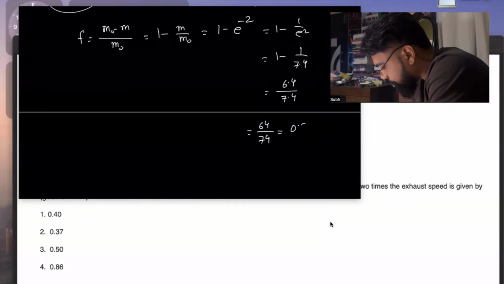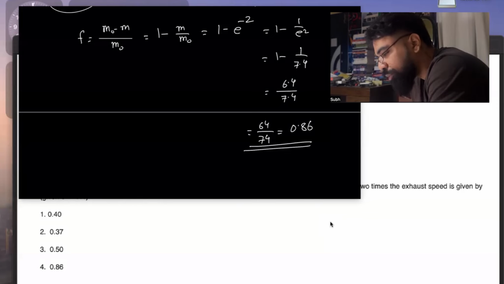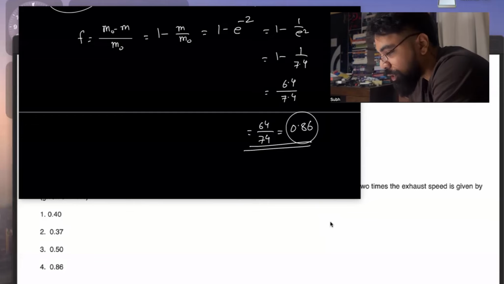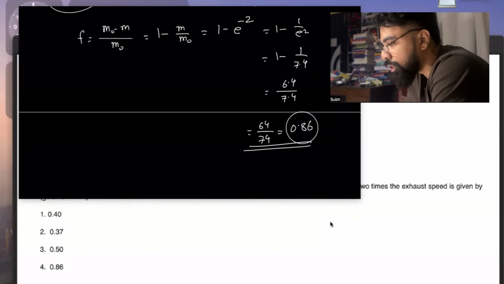So 0.86, because 64 is very near to 74. So without solving, I can say that the answer is 0.86. You can just solve this value, find the decimal, cancel it out, and you can obviously convert it into decimal, and the answer will be 0.86. I hope the solution is clear.